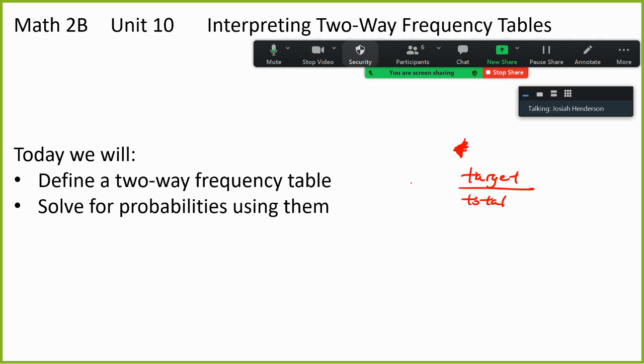And then the good news is everything's going to be given to us in a table. So we're going to be dealing with our data laid out visually, and we just have to interpret the table and find the parts we need to set up our target over total, our probability for that question, and we're done. So today we're going to be defining a two-way frequency table and solving probabilities using these tables, and I guess that's it.